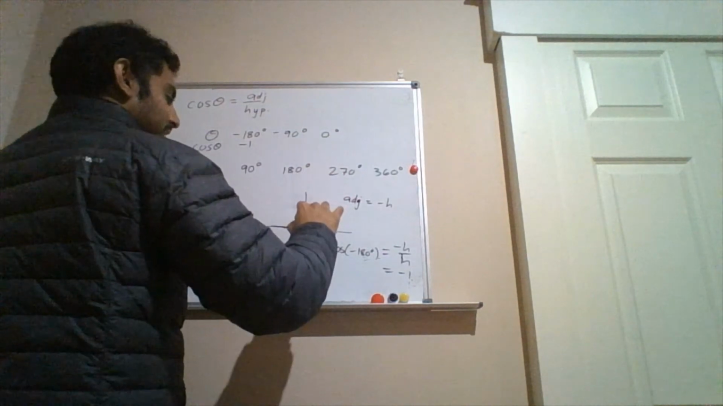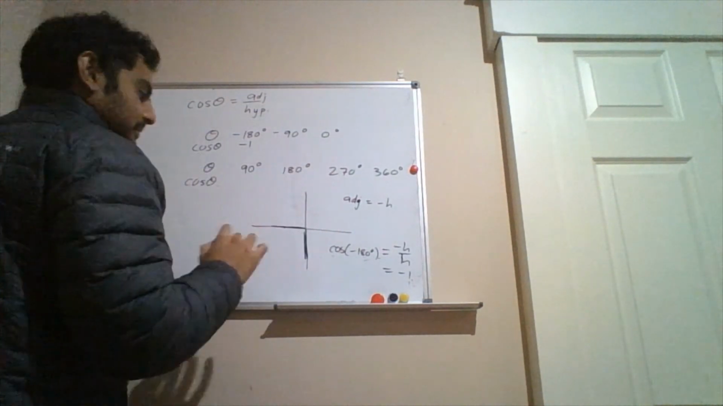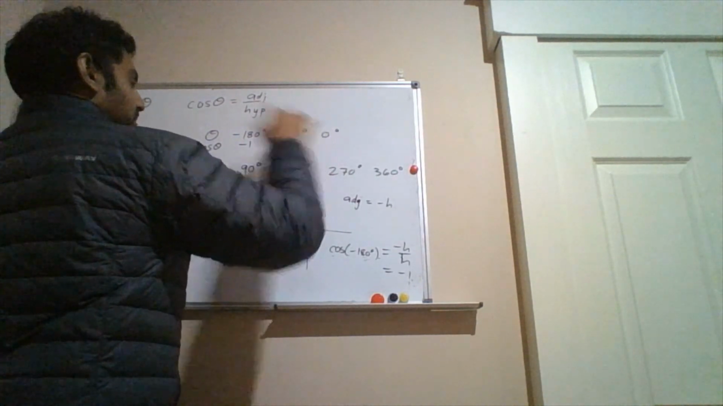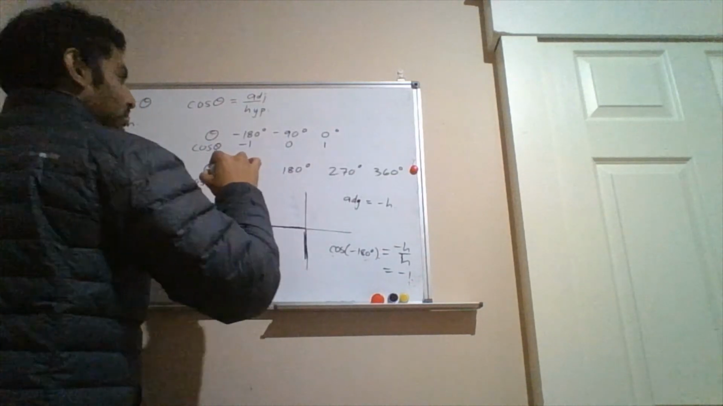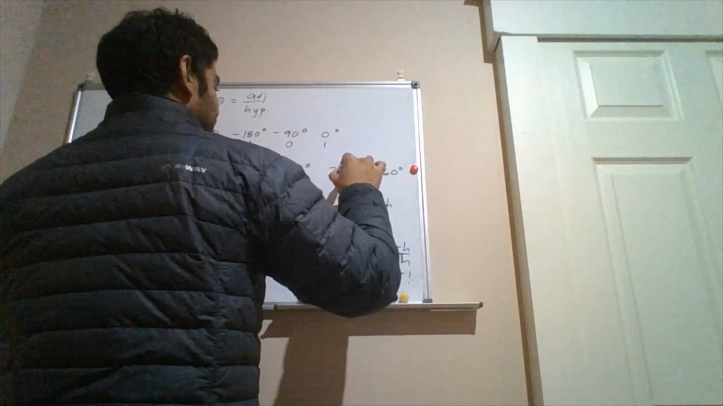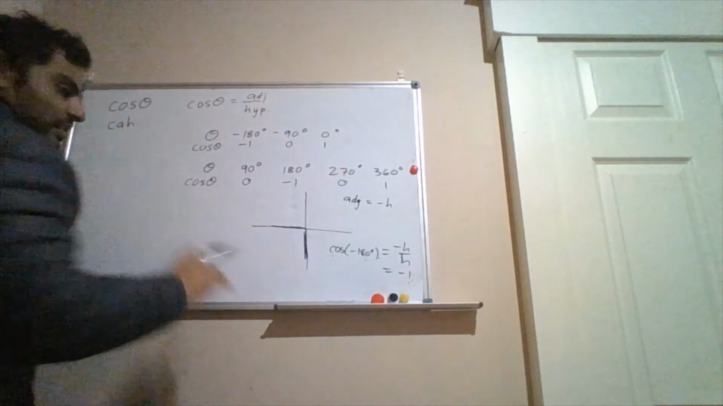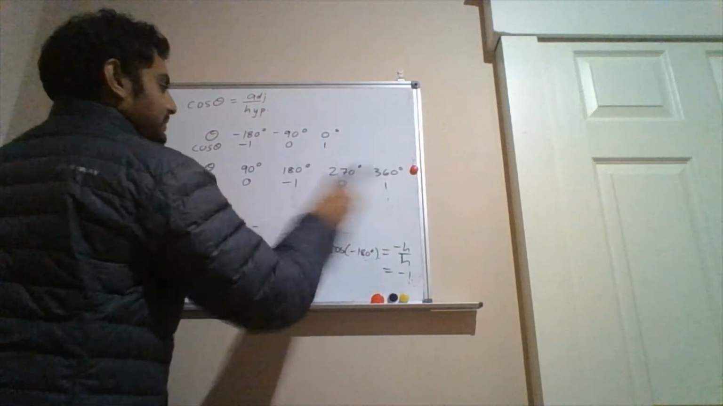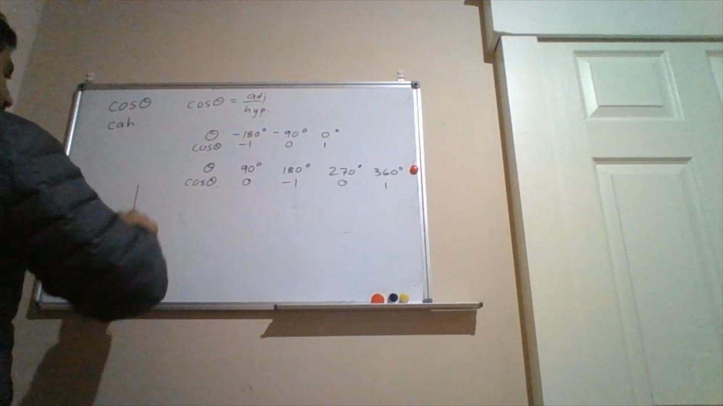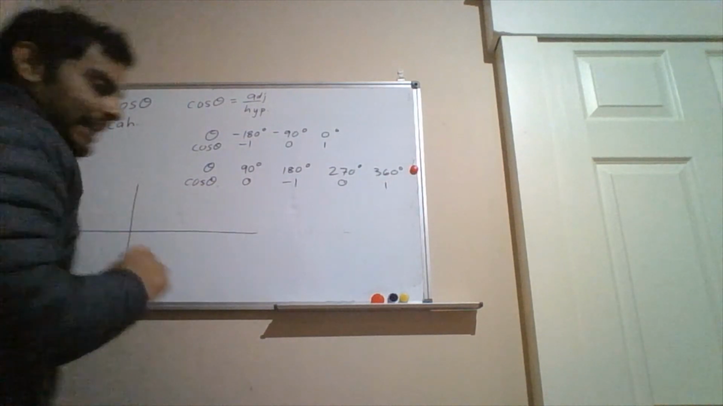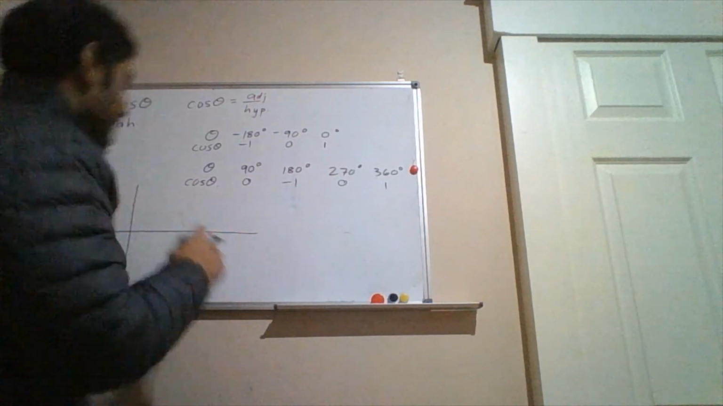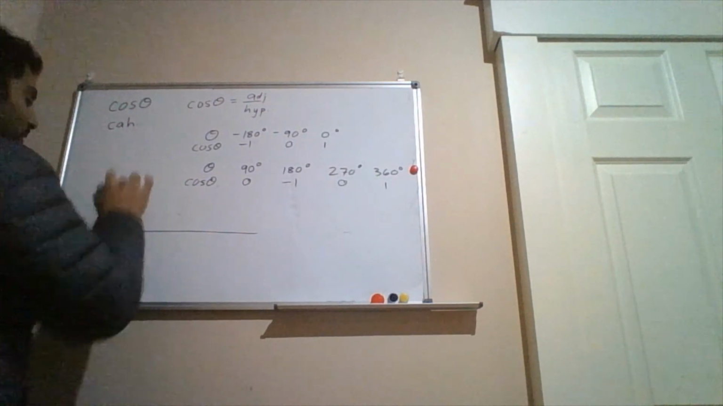Negative 90 degrees is vertical, so here the value of our adjacent is 0, so our trig ratio will be 0. Then it goes 1, 0, negative 1, 0, 1. Okay. So now let's plug and play. Let's put these points. Okay, so just like the sine graph, our cos ratio also has a maximum and minimum of 1 and minus 1 respectively.